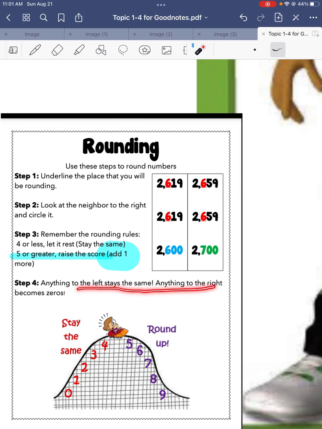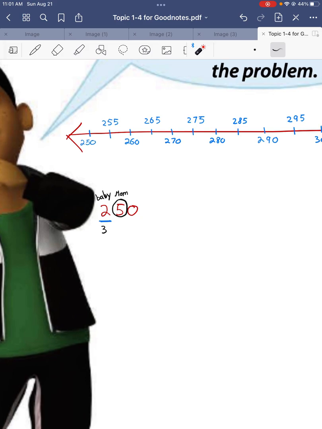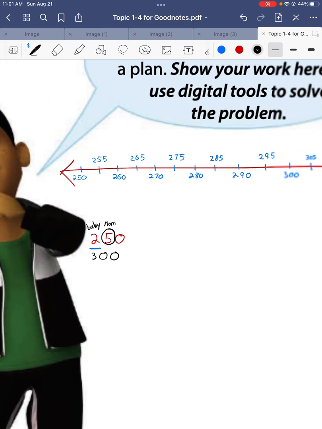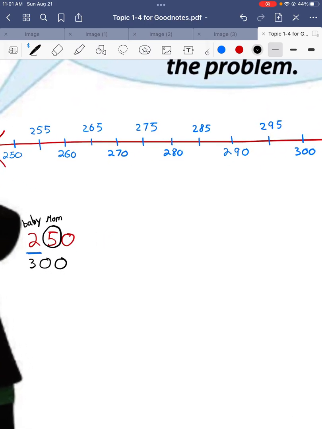Anything to the right becomes zeros. Okay, so I don't have anything to the left. I already changed the 2 to a 3. So everything to the right will become zeros. Okay, and then that is my new number. So 250 rounded to 300.